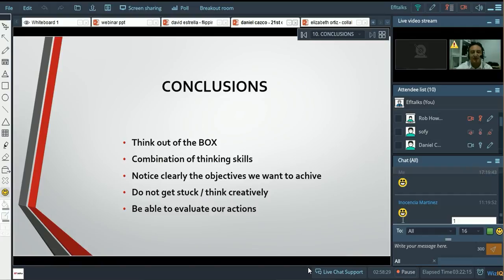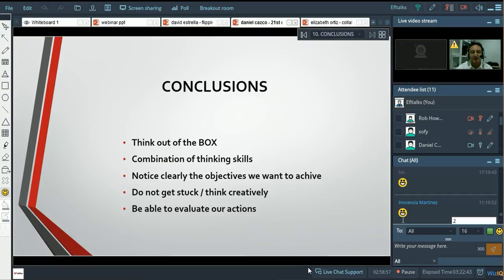Believe that always, as a teacher, you have to evaluate yourself and create new and good activities all the time. Don't believe that your students can't do something. They always can do things. You have to combine different thinking skills inside the class. You can talk and participate and read and do all the fun activities. That is clearly the objective that you want to achieve.